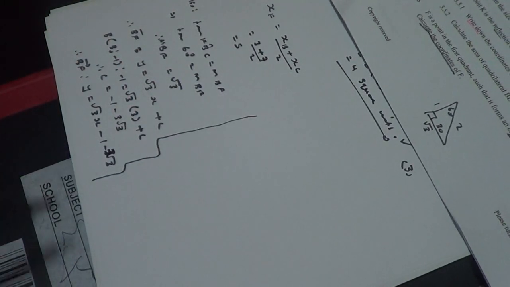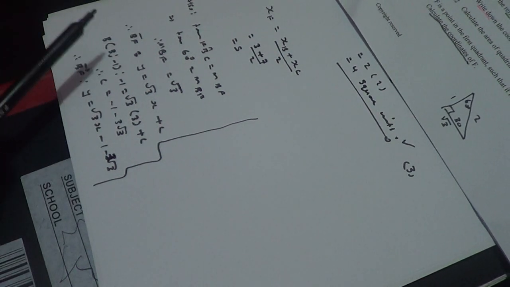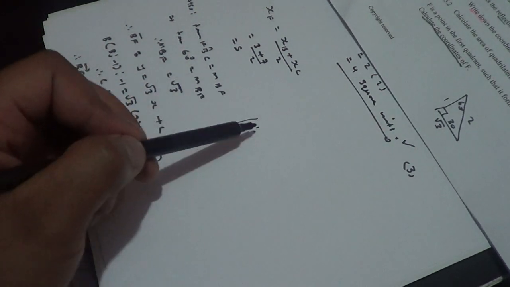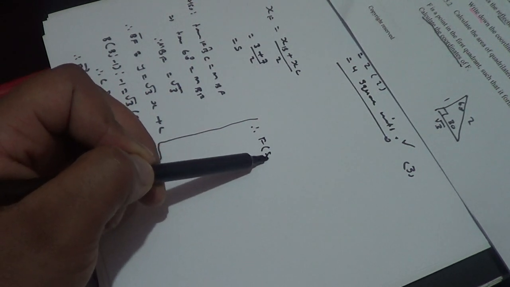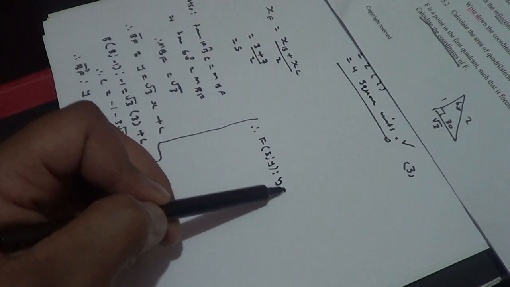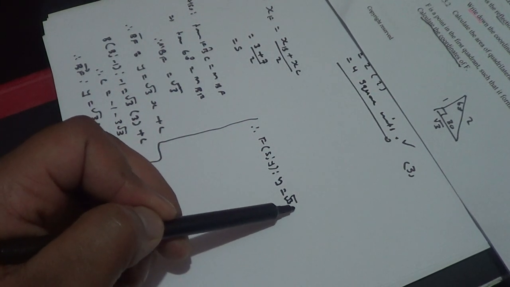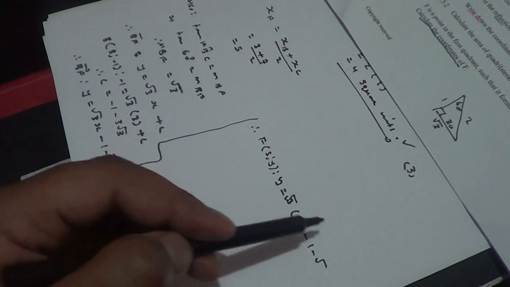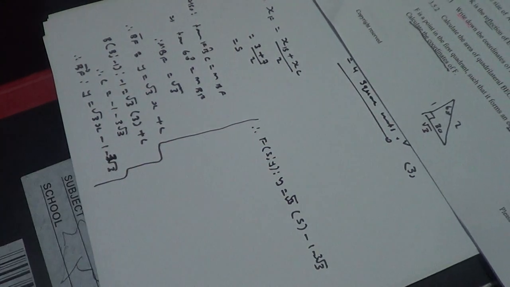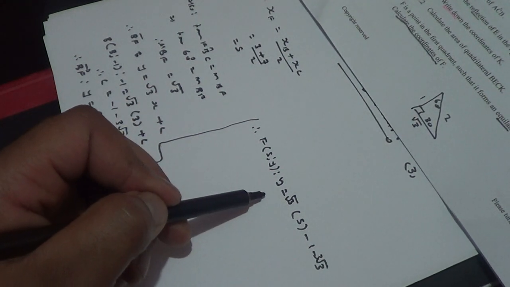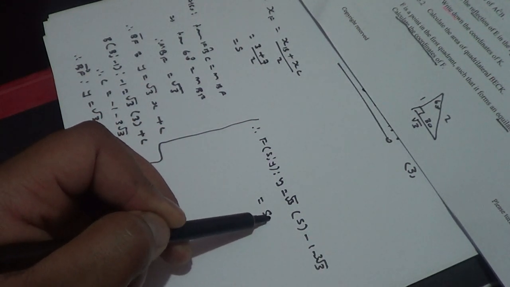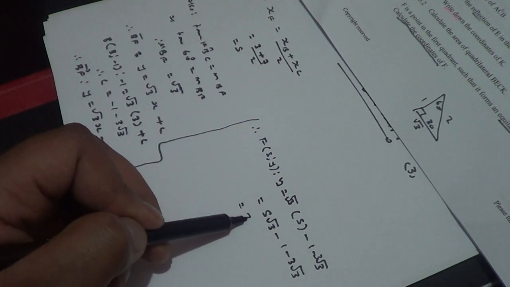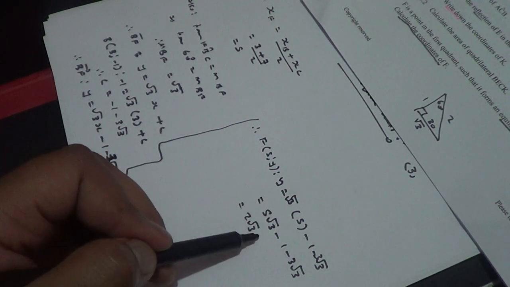Let's just create some working space over here. And then what do we want? We want to find out the y at F. So we can say, therefore, with point F being (5, y), it follows that y is going to be equal to 5 root 3 minus 1 minus 3 root 3. Okay. And then what do we do here? We work this one out. It's going to be 5 root 3 minus 1 minus 3 root 3, which is going to be 2 root 3 minus 1.